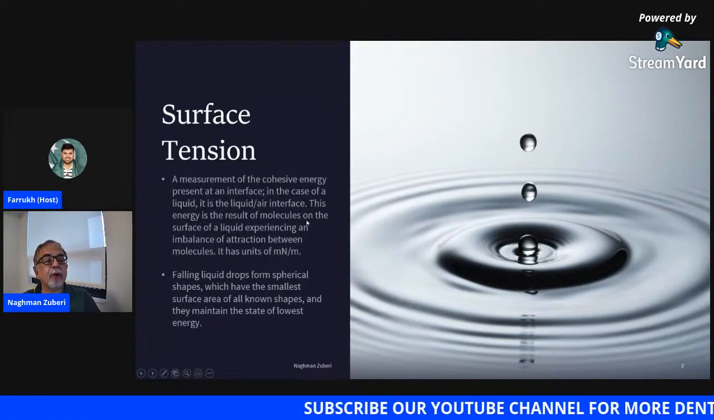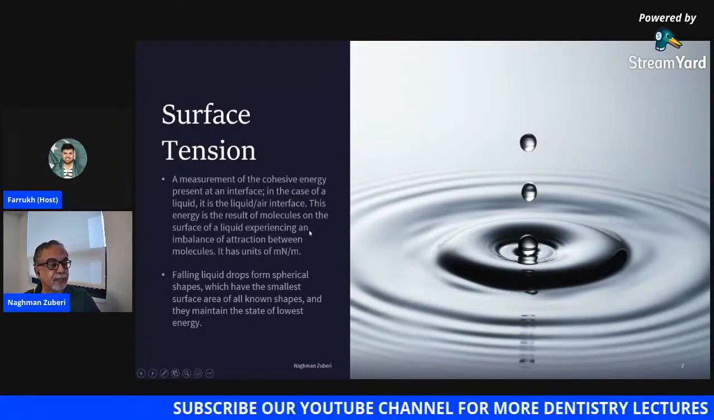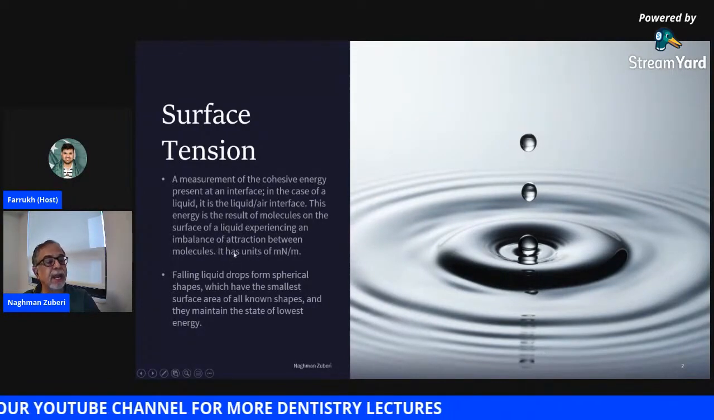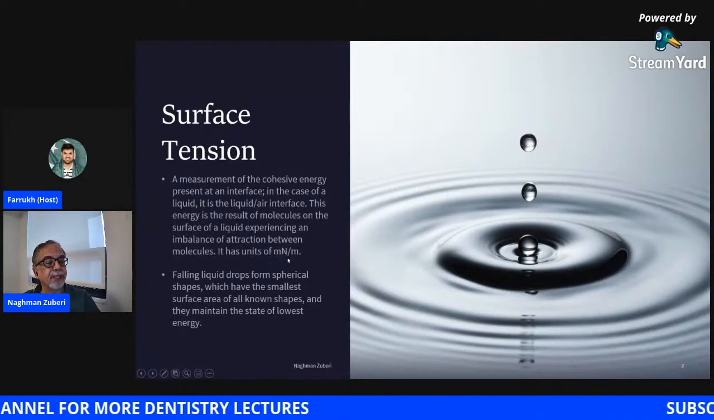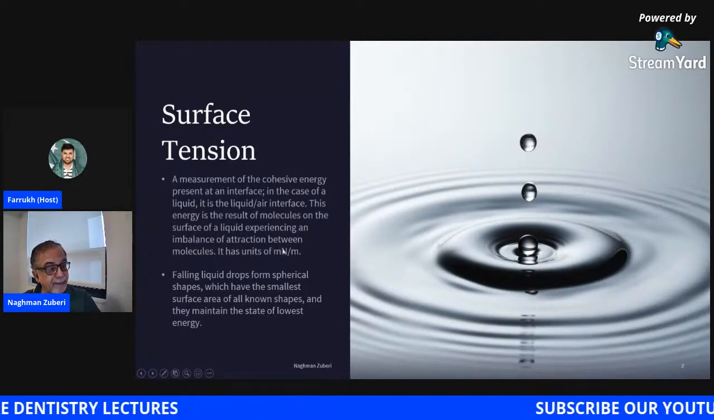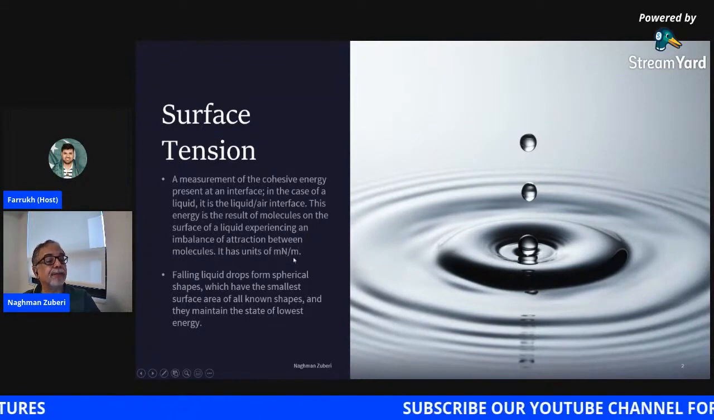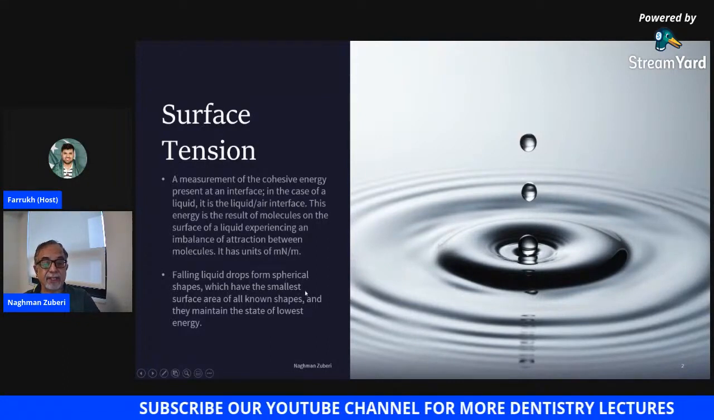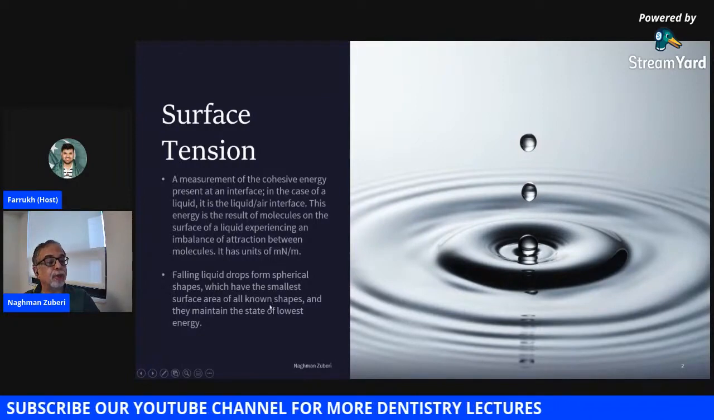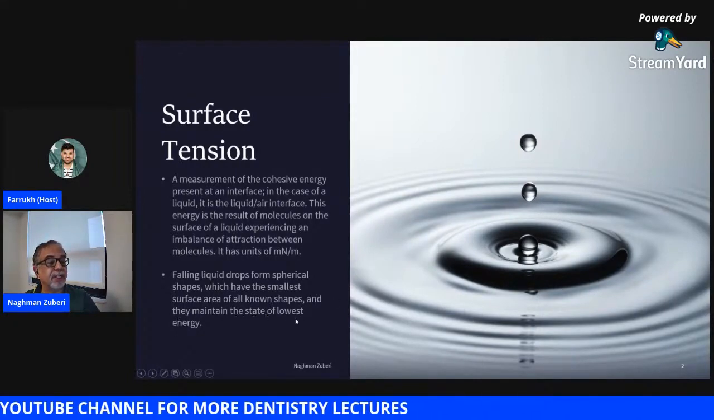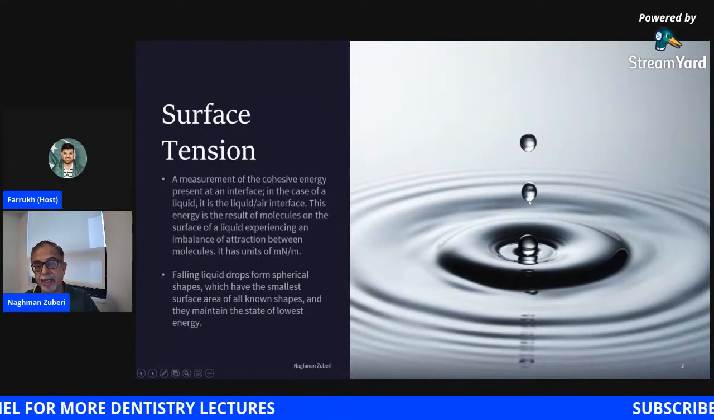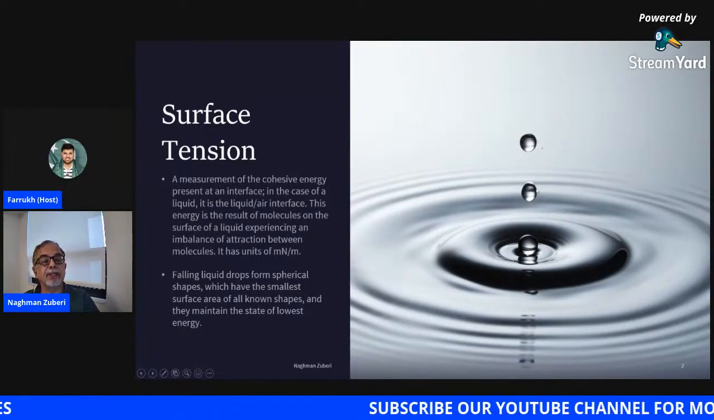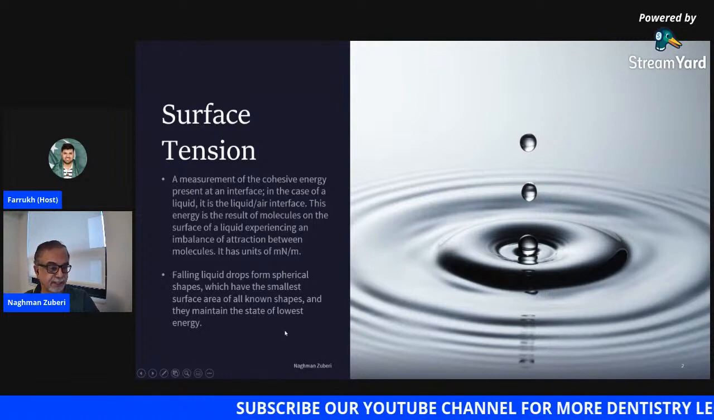This energy is the result of molecules on the surface of a liquid experiencing an imbalance of attraction between the molecules. And when we talk about the units, it is mN/m, where N is the Newton, millinewton per meter. Falling liquid drops form spherical shapes, which have the smallest surface area of all known shapes, and they maintain the state of lowest energy. That is why they acquire the shape of drops or droplets.